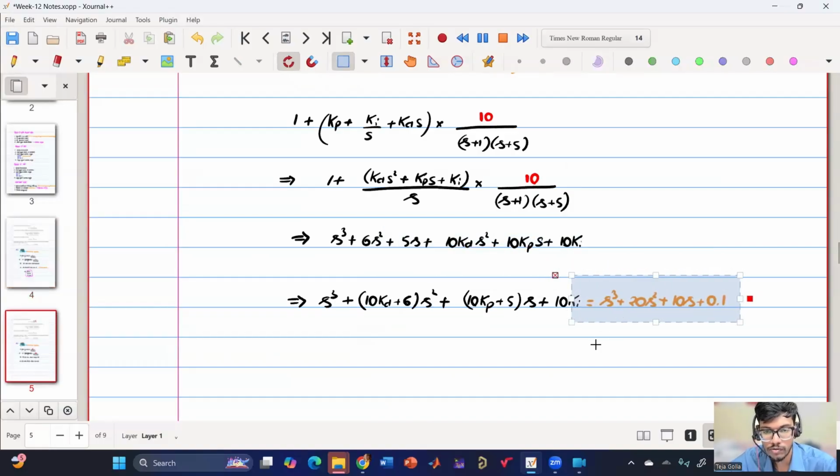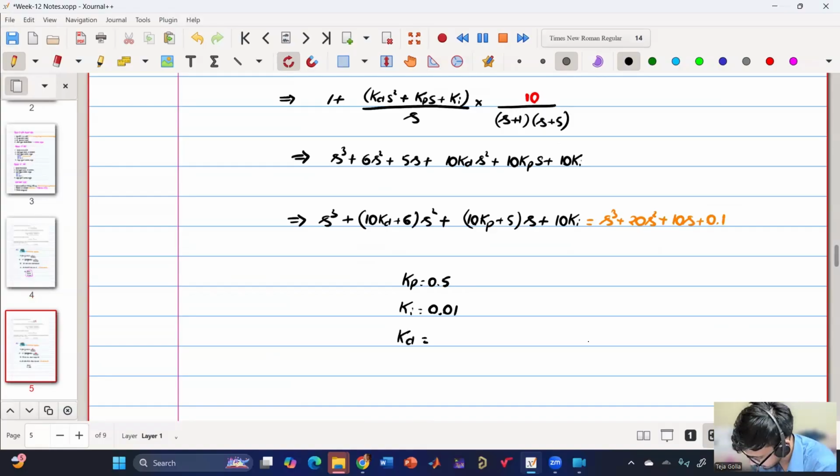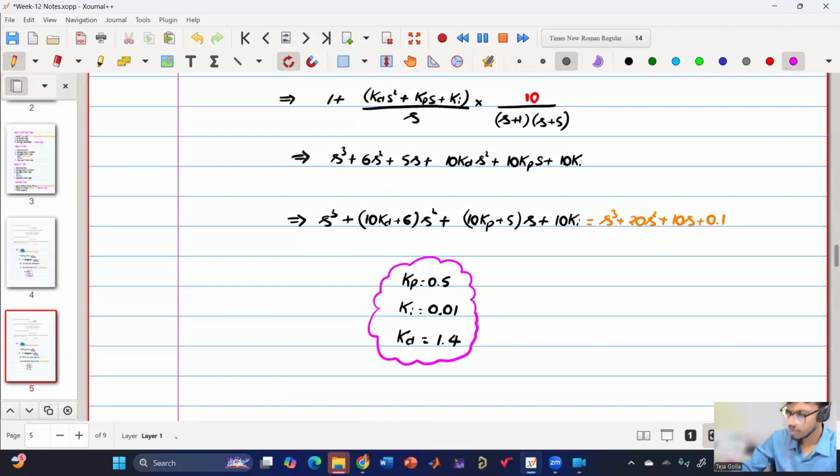So now, if you calculate whatever you are getting, KP will be 5 by 10, 0.5. And KI will be 0.1 by 10, 0.01. And KD will be 14 by 10, so 1.4. So all the gains are divided by 10. So if there is any DC gain, the gains have to be reduced or divided by the same DC gain.